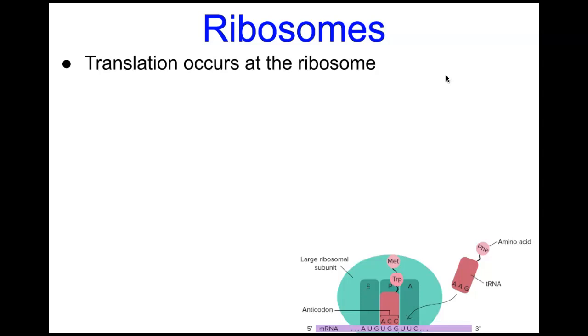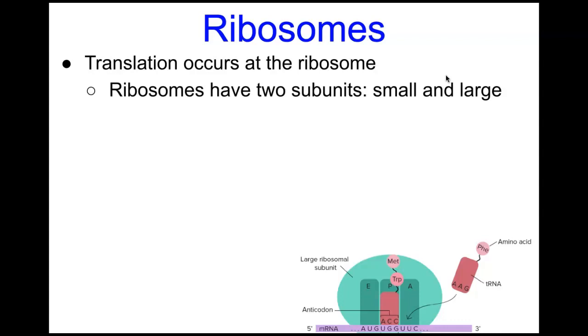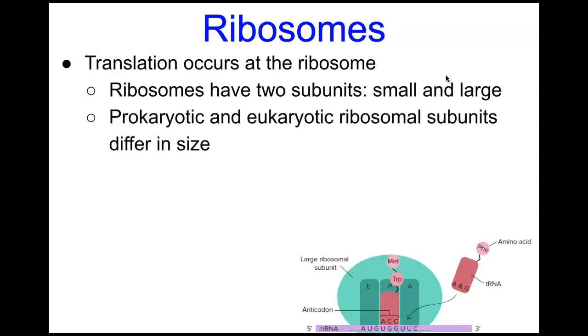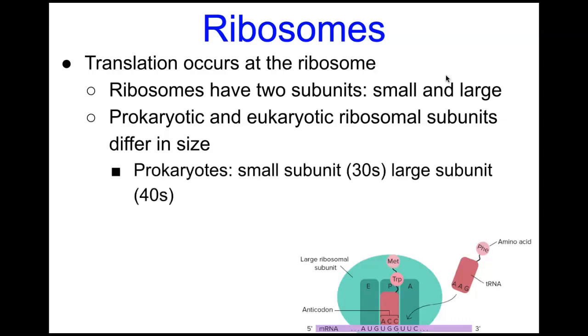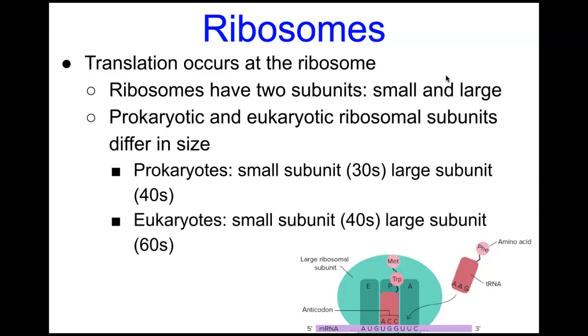Ribosomes are our protein-making factories of the cell, and that's where translation occurs, because this is where we're going to build the protein. Ribosomes together have two subunits, a small subunit and a large subunit. Prokaryotic and eukaryotic ribosomal subunits do differ in size. In a prokaryotic cell, which is a bacteria cell, the smaller subunit is 30S and the large subunit is about 40S. In eukaryotes, the smaller subunit is in the 40S range and the larger subunit is in the 60S range.